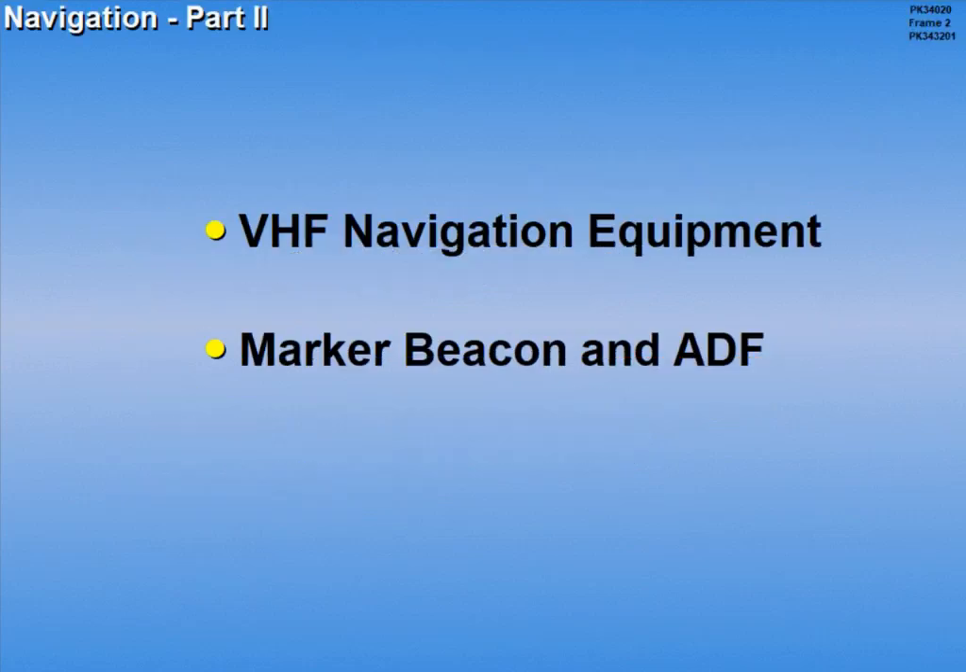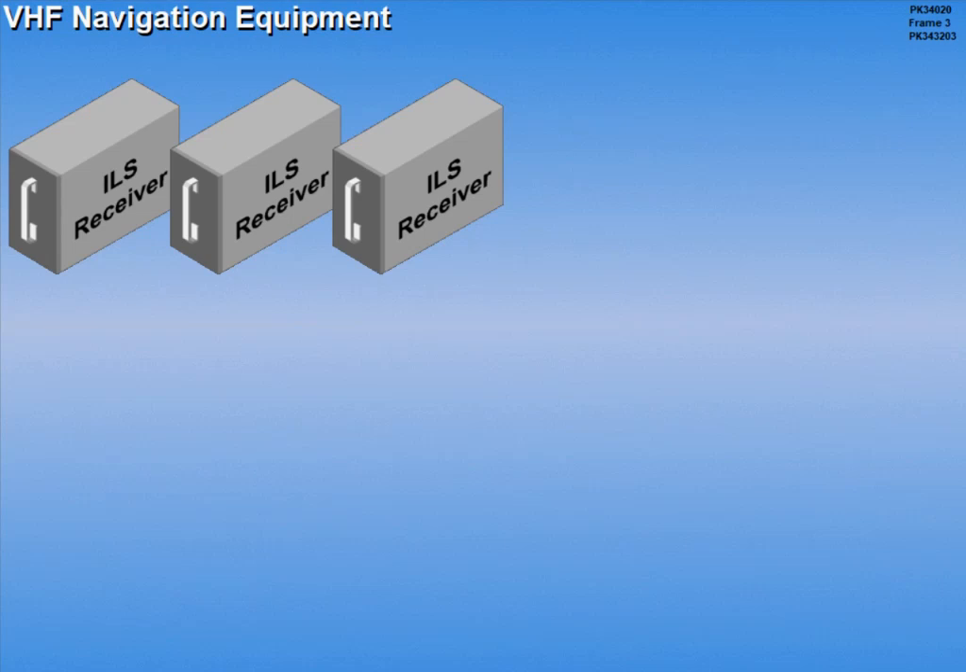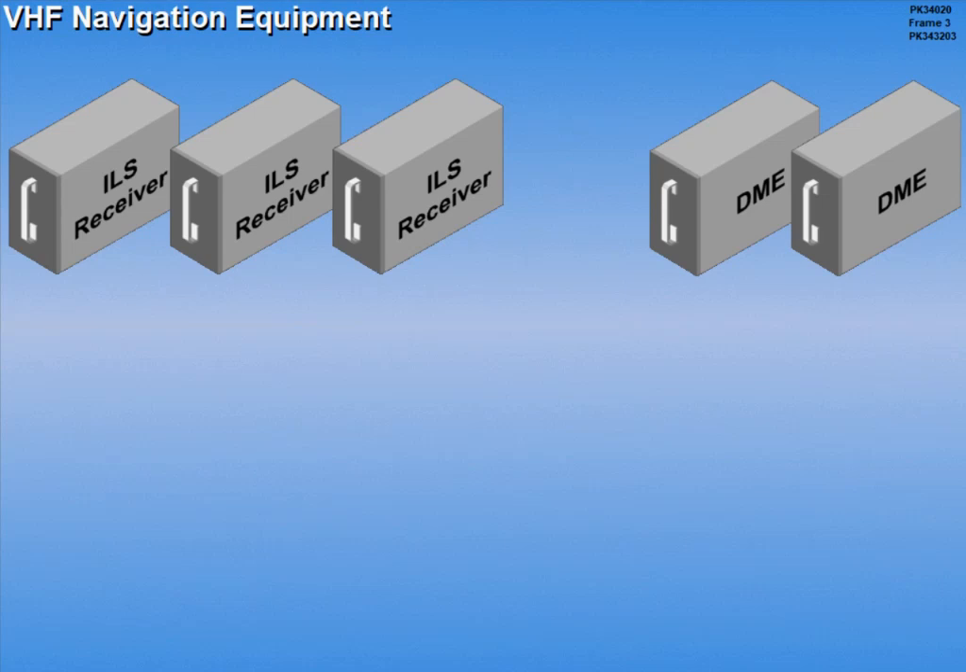Navigation Part 2 consists of two sections. Let's begin with VHF navigation equipment. The VHF navigation equipment includes 3 ILS receivers, 2 DME receivers, and 2 VOR receivers.